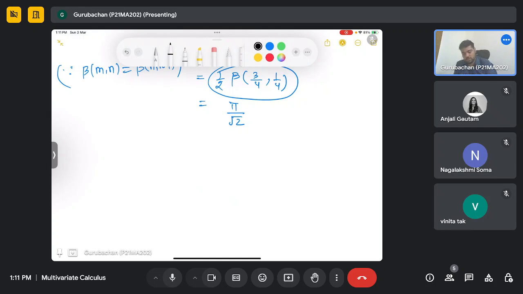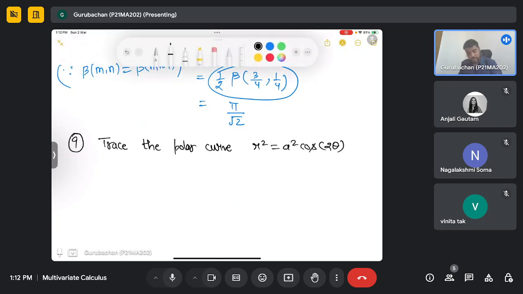And the last, maybe this will be the last one, trace the polar curve r square is equal to a square cos 2 theta.